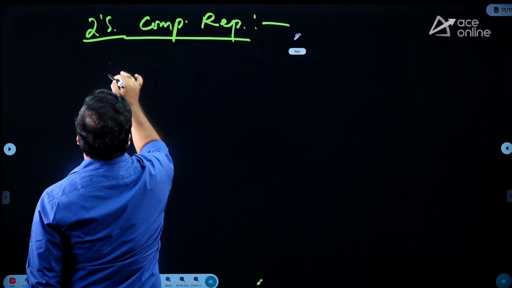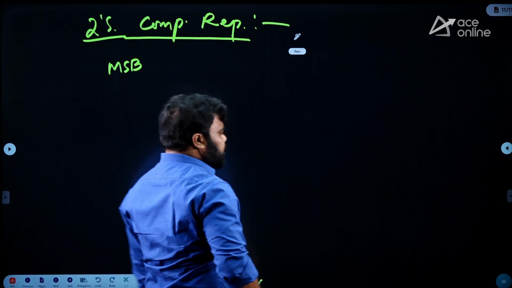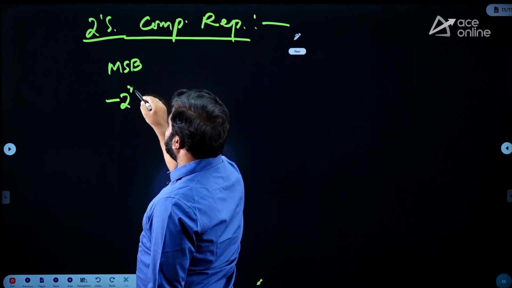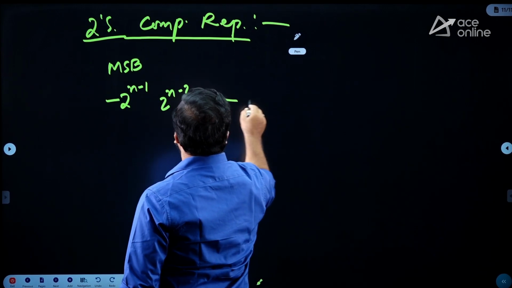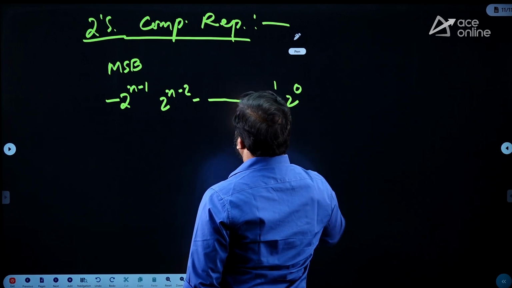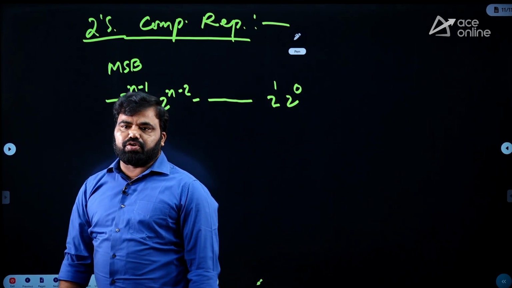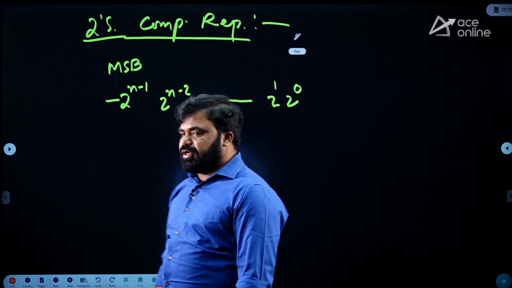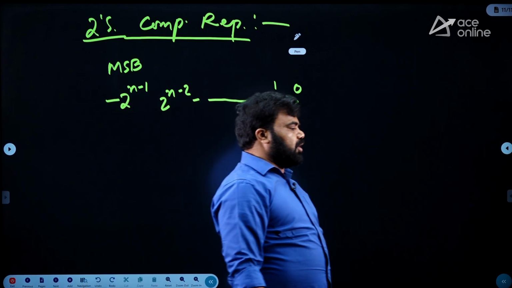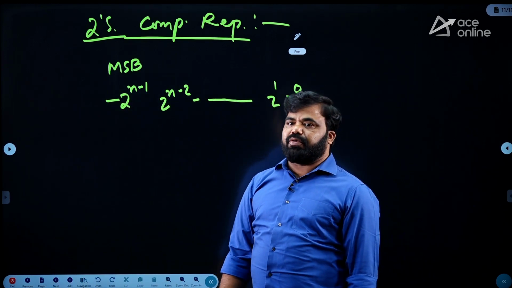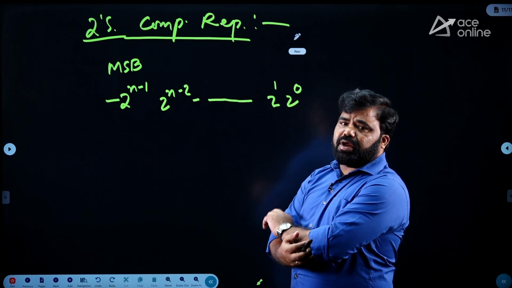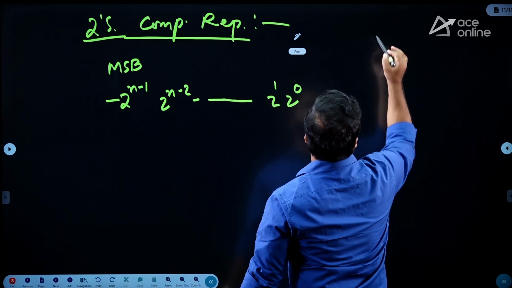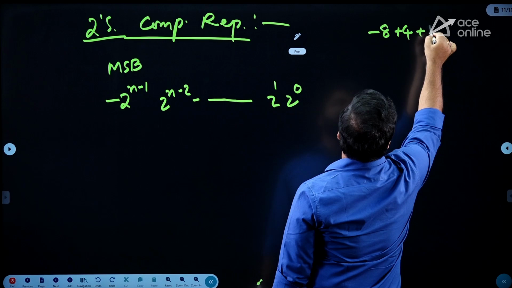As everyone knows, the difference from the 1's complement representation is the weight of the MSB. So here it is minus 2 power n minus 1, and all the remaining bits have weights 2 power n minus 2, and so on, 2 power 1, 2 power 0. So except the MSB, all the remaining bits have positive weights. Only the MSB has a negative weight, that is minus 2 power n minus 1. If I take 4 bits, minus 8 plus 4 plus 2 plus 1.